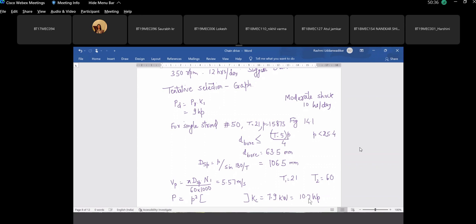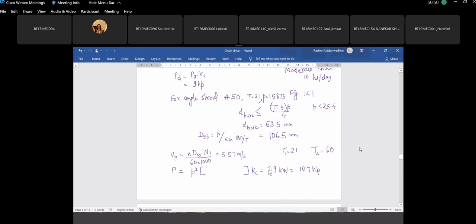How many of you are getting 6.6 kilowatt? Most of you. Even my value is 6.6. 6.6 kilowatt comes out to be 8.9 horsepower. This is just close to 9 horsepower. This should ideally be a little greater than 9 horsepower, but for 8.9 we can go with this.